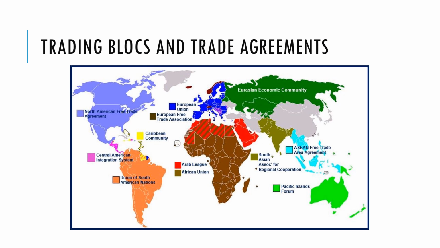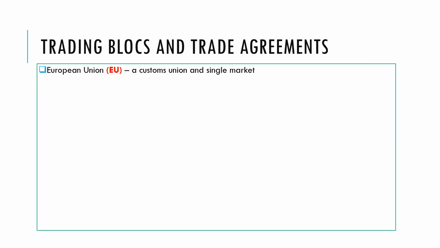So there are lots of different types of trading blocs in existence, and we need to have an awareness of some of them. We're going to look at three in a little bit of detail, but here are some examples of more common ones. The European Union is a trade bloc we're going to come on to look at in a second.